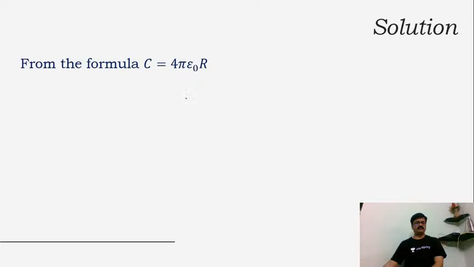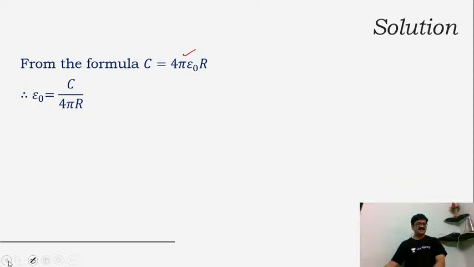Now I'll make use of the capacitance of a spherical conductor formula. It is given by C is equal to 4 pi epsilon naught into R. So accordingly, epsilon naught is equal to C by 4 pi R.